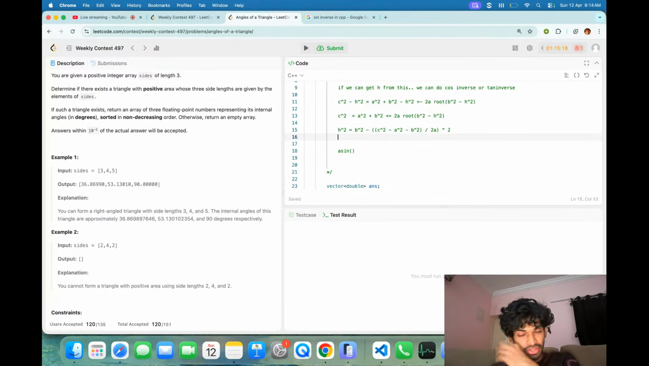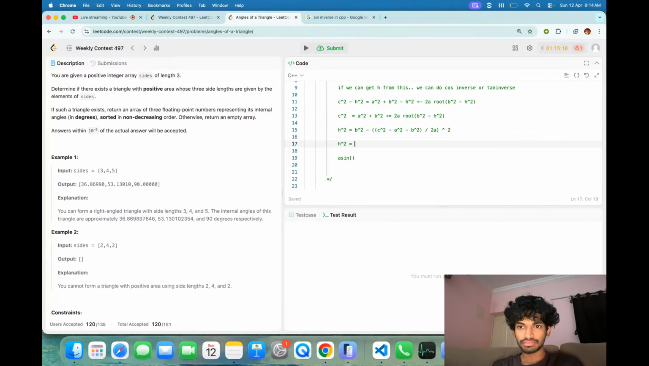So let's just make it symmetrical, okay? 4b square s square, right? This is minus c square minus s square minus b square whole square by 4a square.